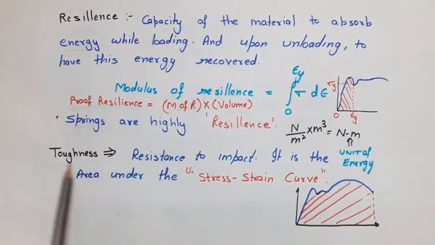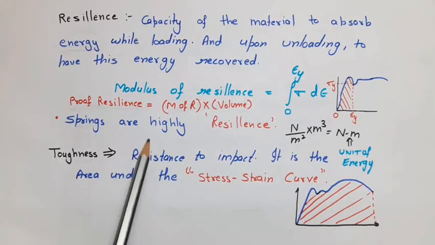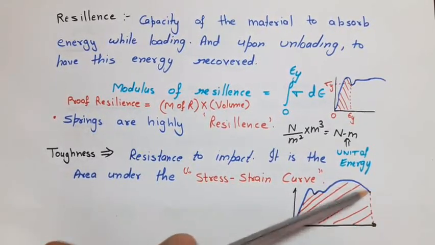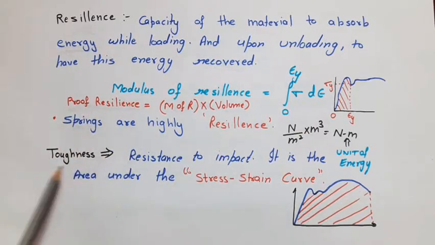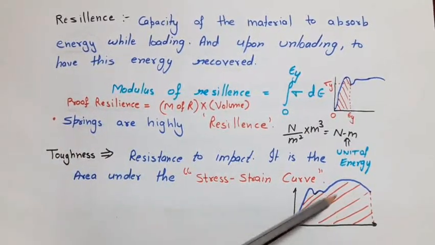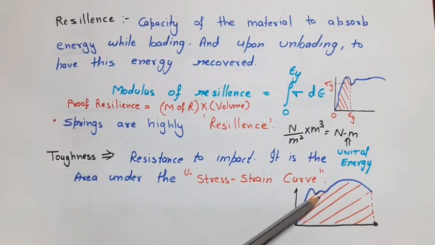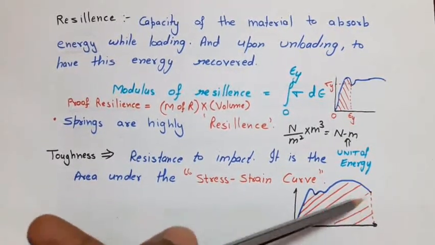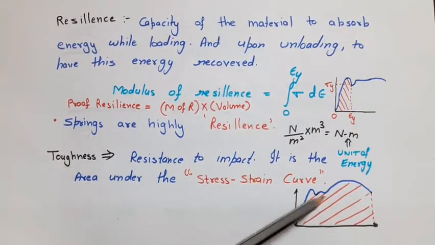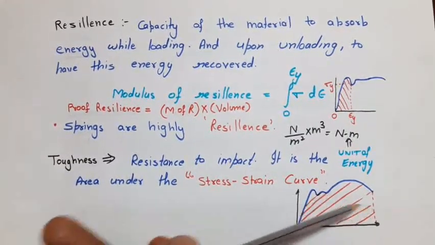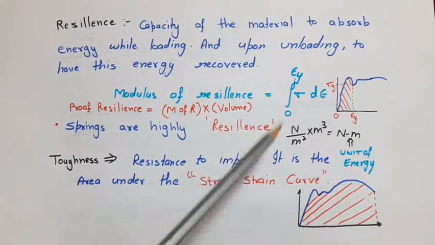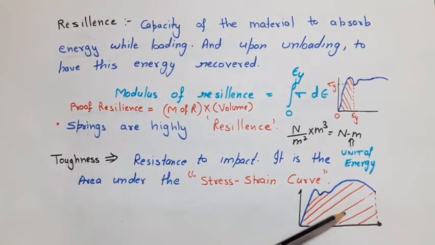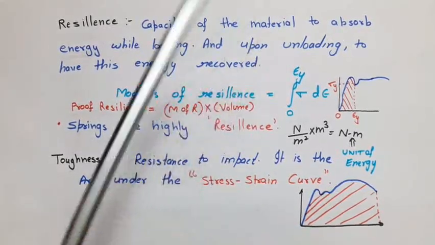Then toughness is described where plastic deformation is also allowed, and the higher the plastic deformation range, the higher the toughness. We described modulus of toughness, which is equal to the area under the stress-strain curve up to the fracture point, meaning the total area under the stress-strain curve. We also defined proof toughness, which is the modulus of toughness multiplied by the volume of the material.